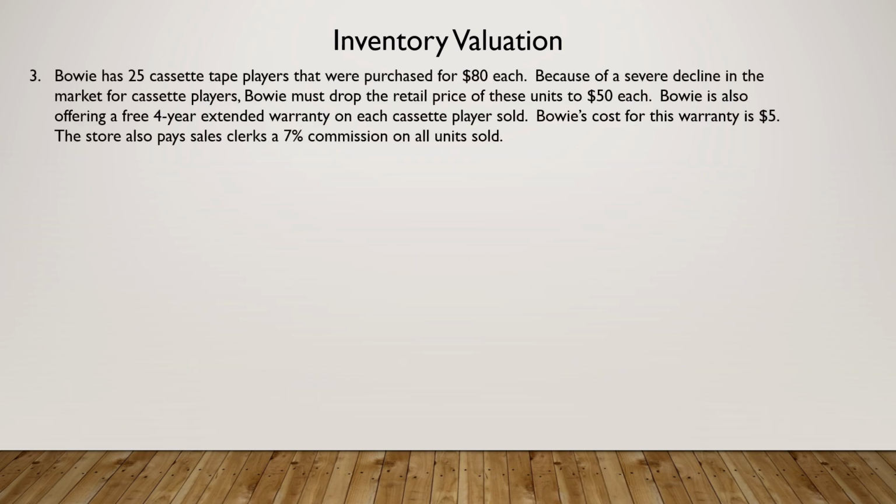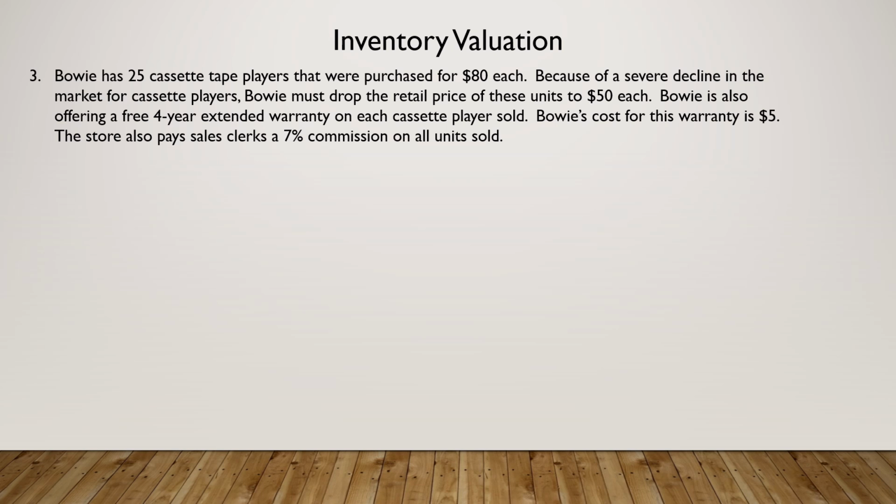Number 3. Bowie has 25 cassette players that were purchased at $80 each. Because of a severe decline in the market for cassette players, Bowie must drop the retail price of these units to $50 each. Bowie is also offering a free 4-year extended warranty on each cassette player sold. Bowie's cost for this warranty is $5. The store also pays sales clerks a 7% commission on all units sold.